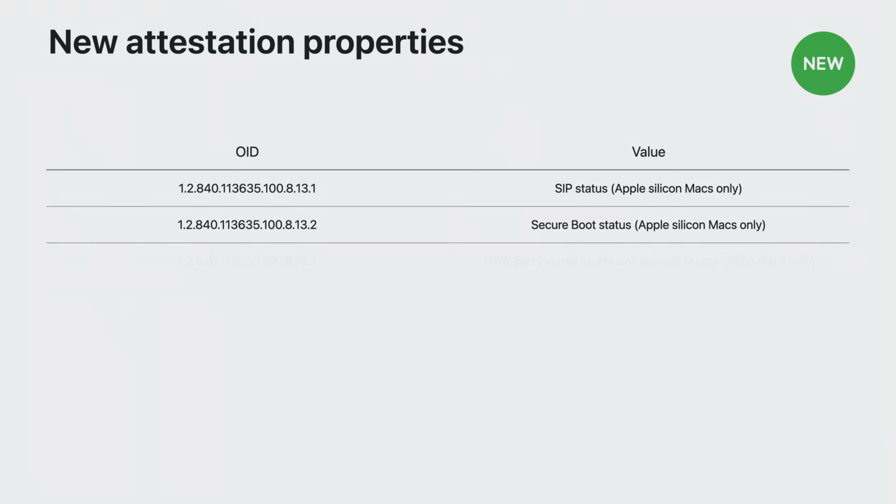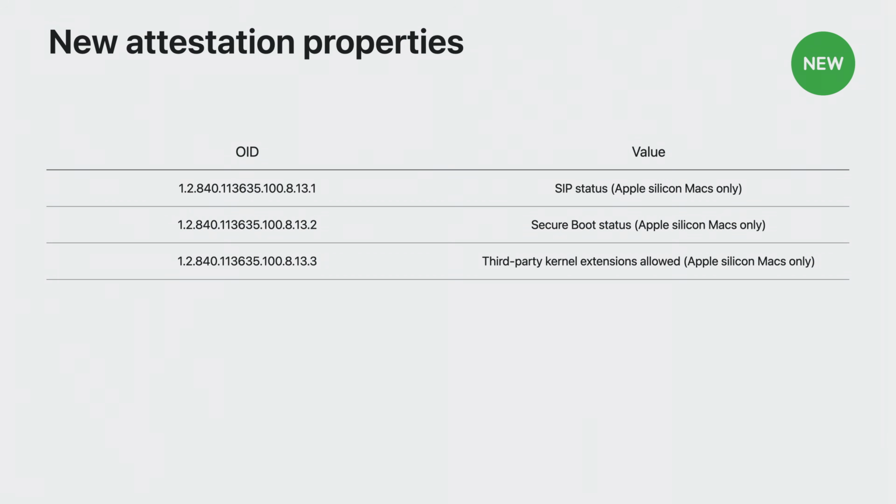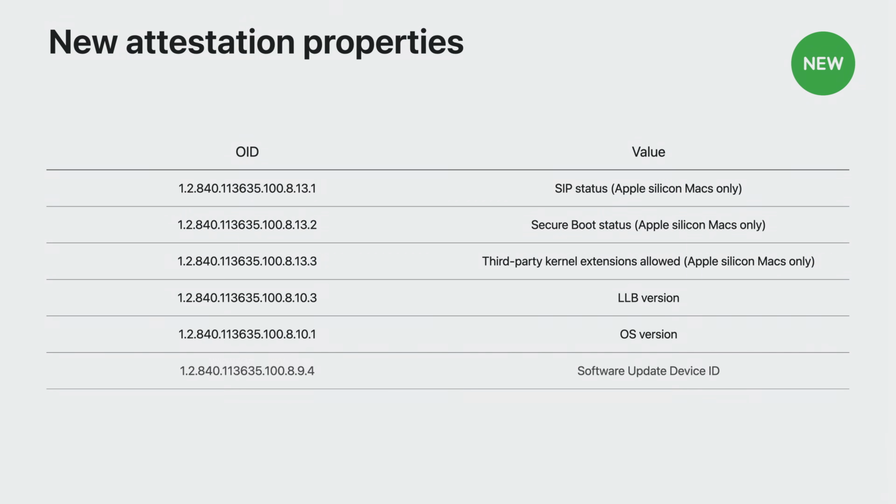We are also adding new properties to the attestation certificate, which include SIP status, secure boot status, and whether third-party kernel extensions are allowed. We are also adding new properties for all platforms that support Managed Device Attestation. The new attributes will attest the low-level bootloader version, operating system version, and software update device ID.